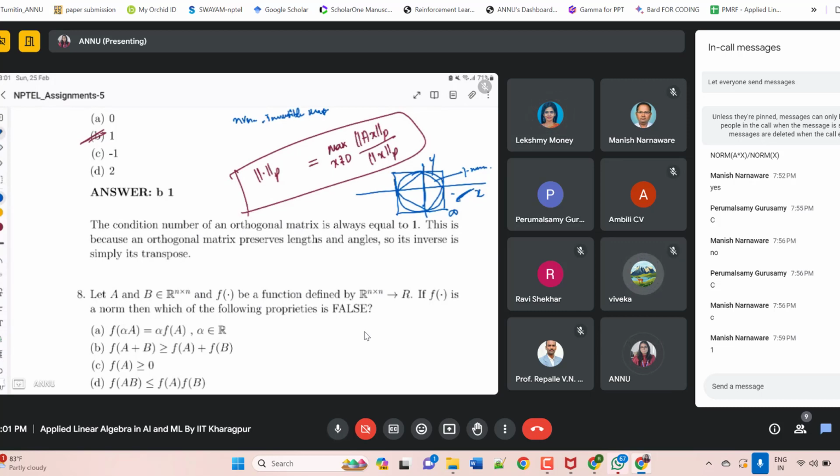Okay, let's see, taking 1, 2, 3, 4. Now let's see the one norm. How will you calculate it? Max over x not equal to 0 of Ax. Ax is what? I'm just taking one.